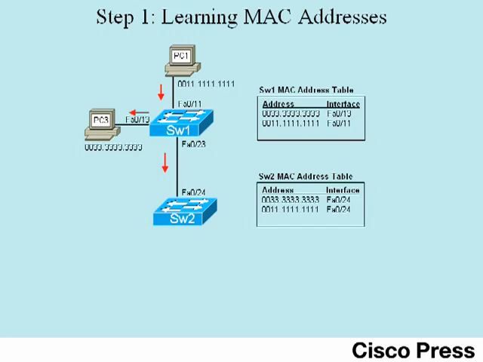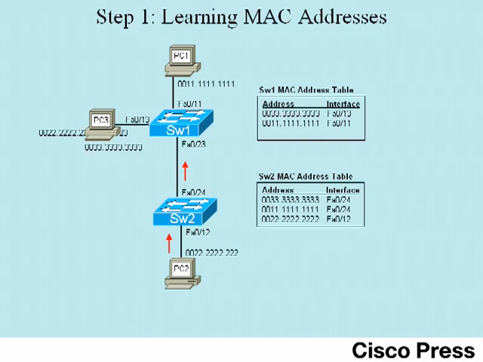For completeness, we'll hook up a PC, in this case PC2, down there on switch 2. When PC2 sends its first frame, switch 2 notices the source MAC address of MAC address 2 and adds that entry to its MAC address table, and of course switch 1 does a similar process by adding MAC address 2 to its MAC address table as well.